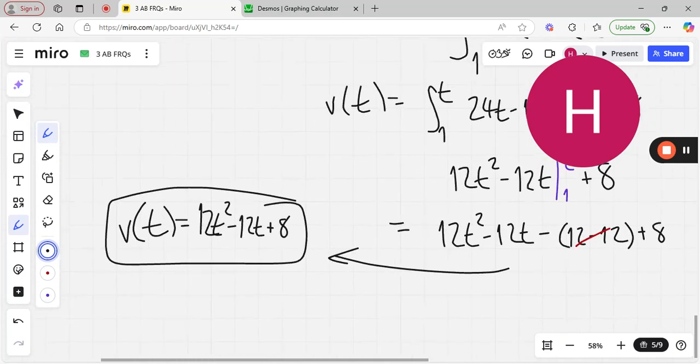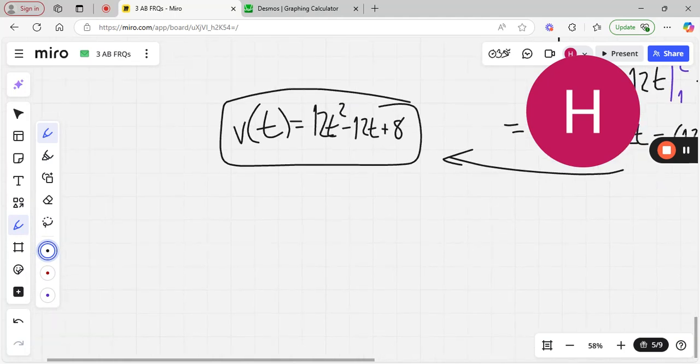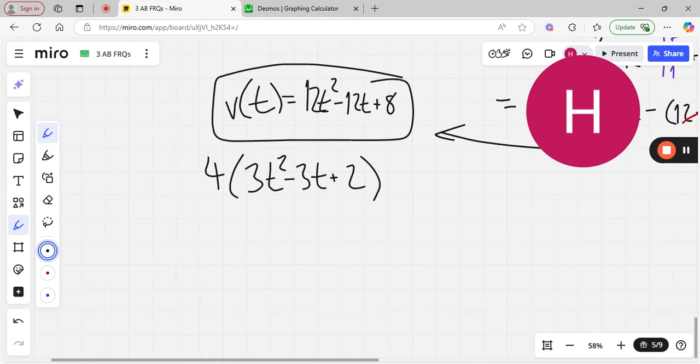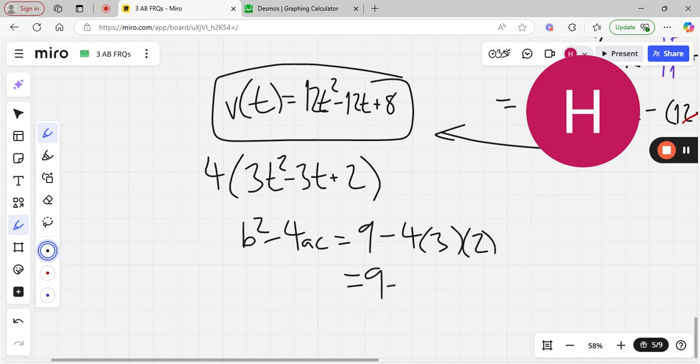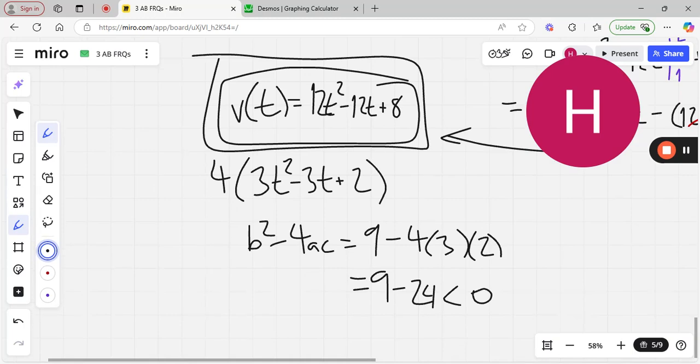So let's make sure that this even changes sign. Does this even hit 0? I don't know. Does it hit 0? Let's factor out a 4. So this turns into 3t squared minus 3t plus 2. We could, of course, also just put it on Desmos, but I want you to be competent in basic algebra skills. How do we tell if this ever even hits 0? We use the discriminant. That's going to be equal to 9 minus 4 times 3 times 2. Oh, buddy. This is less than 0, which means this doesn't even hit the x-axis at all. It never hits 0, so it never changes direction. It's always going forward.